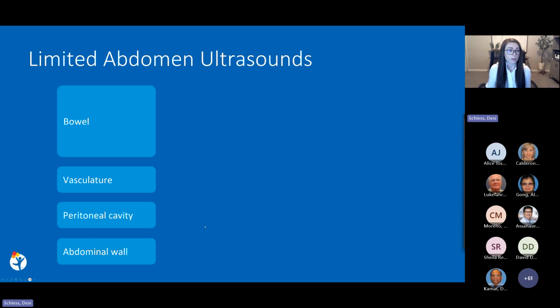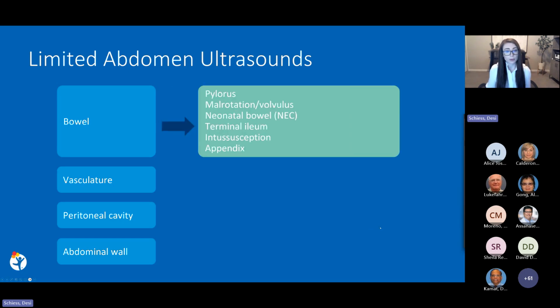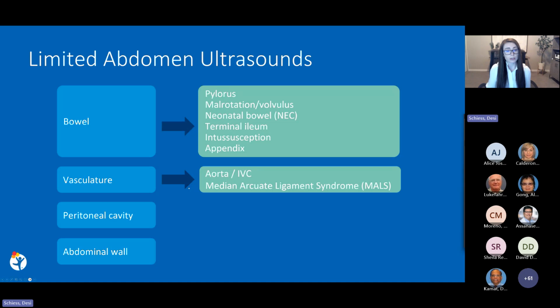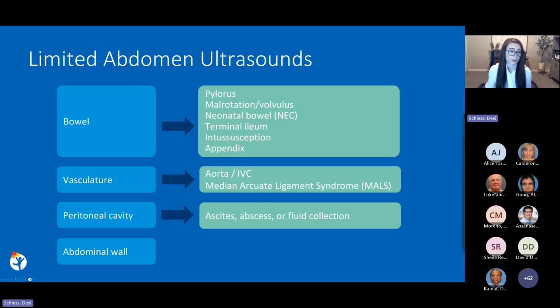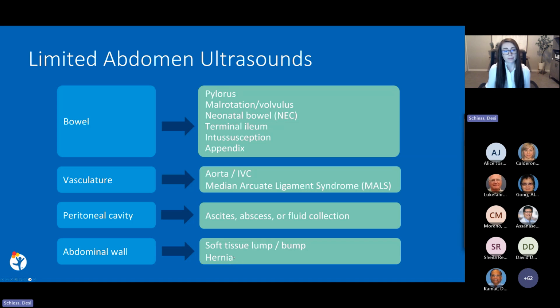To evaluate the bowel, you would order a limited abdomen ultrasound and then select from any of the following protocols. For vascular assessment, again, it's a limited abdomen ultrasound, and we can use this to evaluate for median arcuate ligament syndrome. If you're looking for an ascites or an abscess, it would be a limited abdomen ultrasound to look for ascites, abscess, or fluid collection. And to assess a palpable abnormality of the abdominal wall, we would do a limited abdomen ultrasound for soft tissue mass or for a hernia.